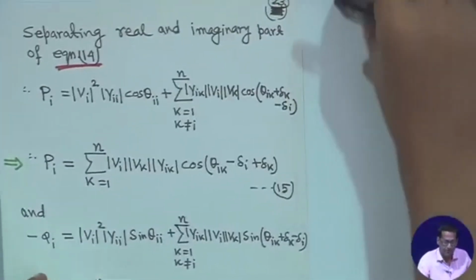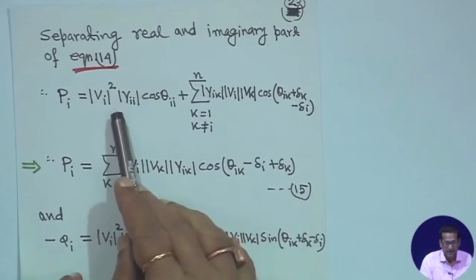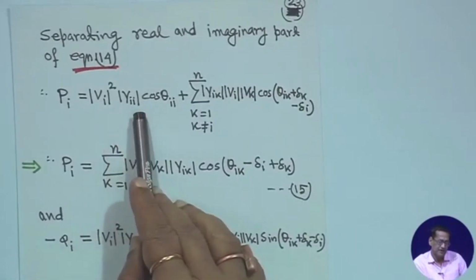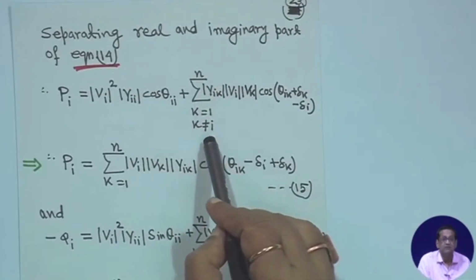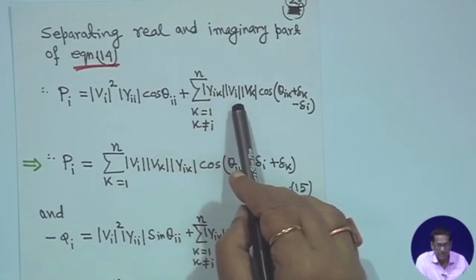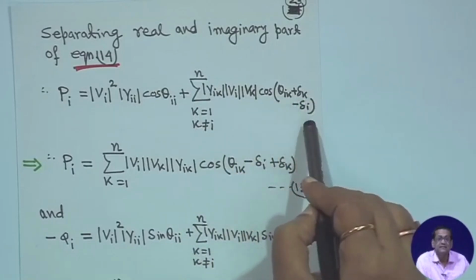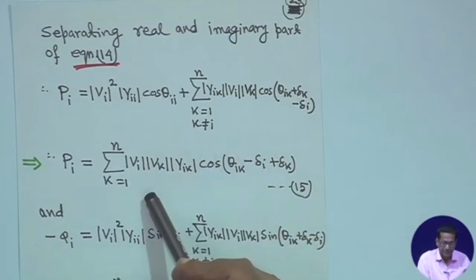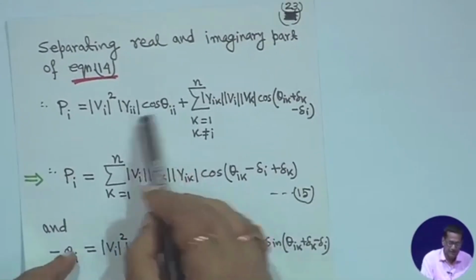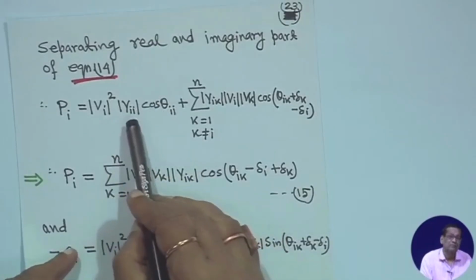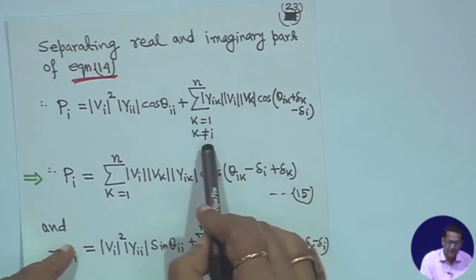Then, separating real and imaginary parts, for P_i you will get |V_i|^2 |Y_ii| cos θ_ii plus the sum over k = 1 to n, but k not equal to i, of |Y_ik| |V_i| |V_k| cos(θ_ik + δ_k − δ_i). That means this term, the ith term, is outside this summation, that's why k is not equal to i.